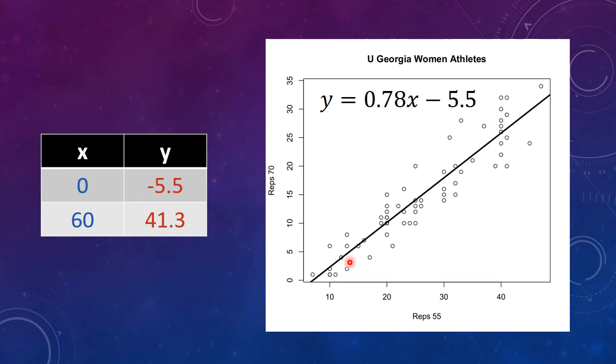Similarly, if we were to plug in 60 for the number of repetitions at 55 pounds, we would get 41.3 predicted repetitions at 70 pounds. But the data don't go as high as 60, so we don't know whether the trend continues to be linear or if it starts to level off. Second, regression lines can be strongly influenced by the presence of outliers.